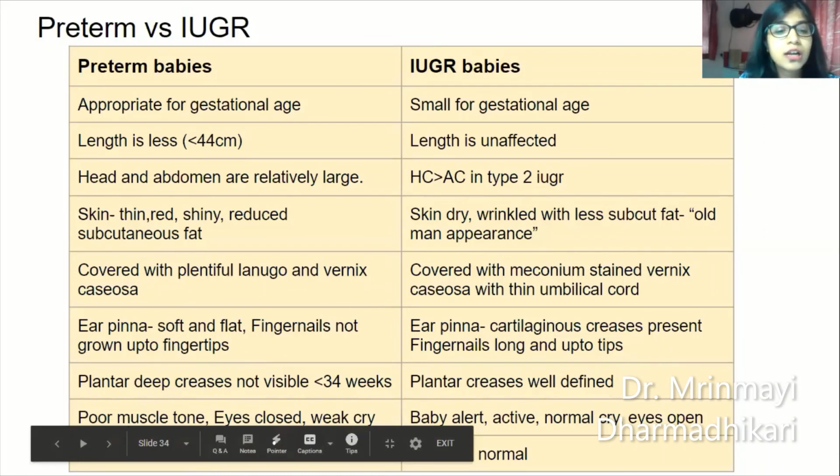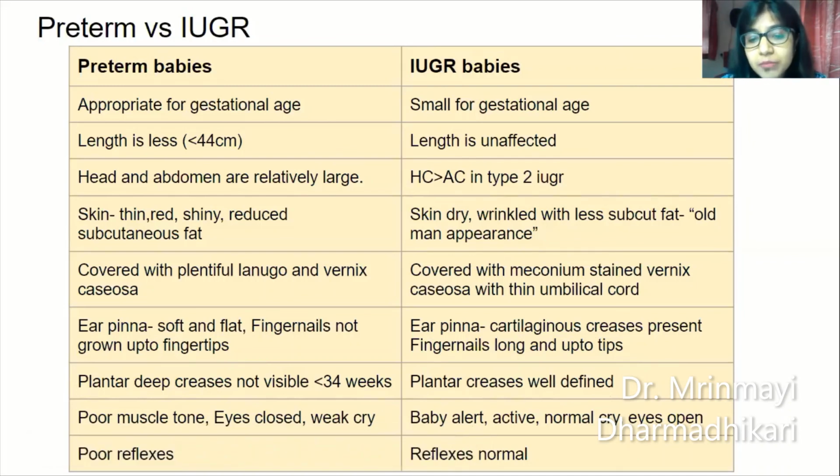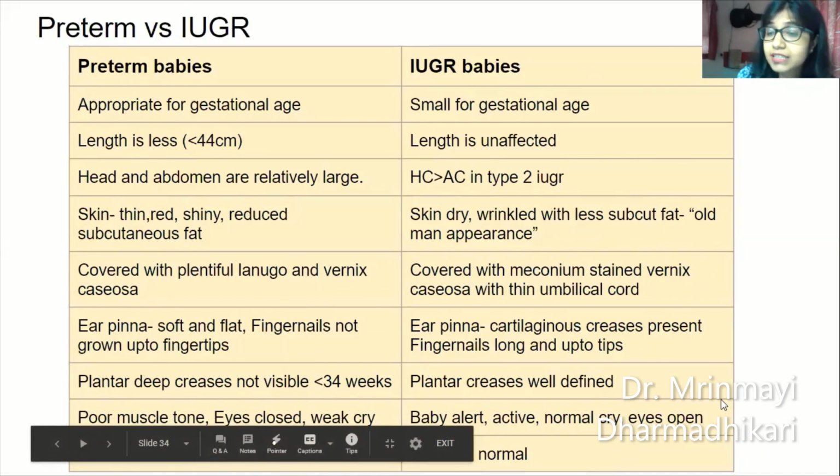Poor muscle tone, closed eyes and weak cry in preterm babies, whereas IUGR babies, the babies are alert, active with a normal cry and eyes are generally open. Poor reflexes seen in preterm babies and reflexes in IUGR babies are normal.